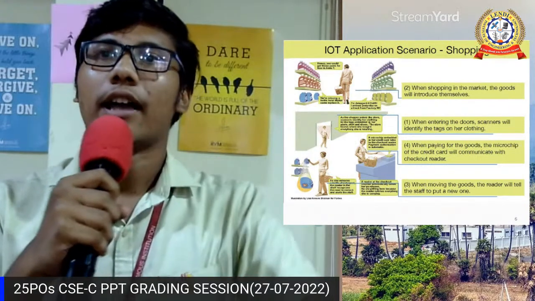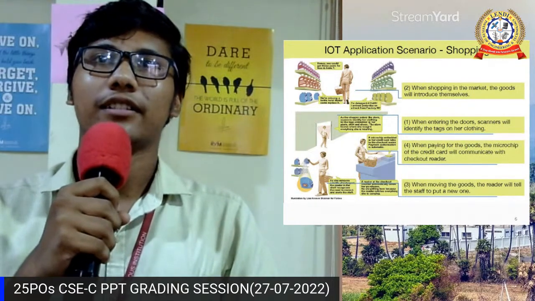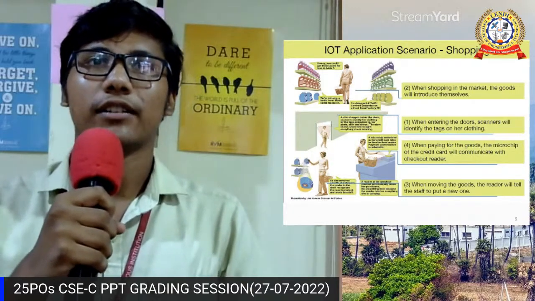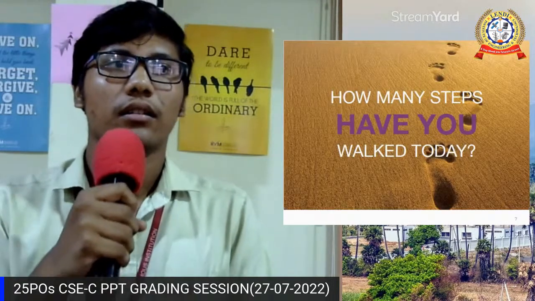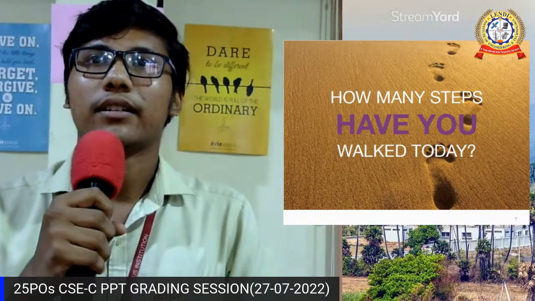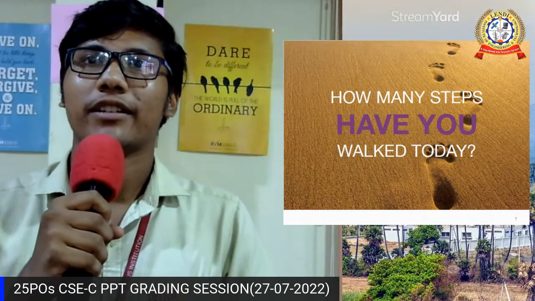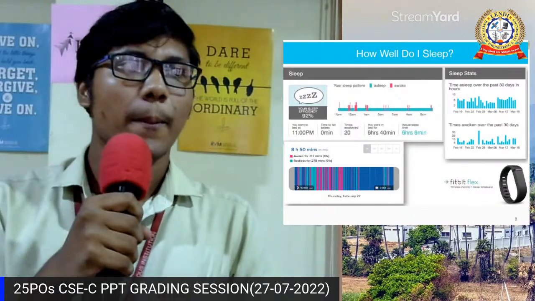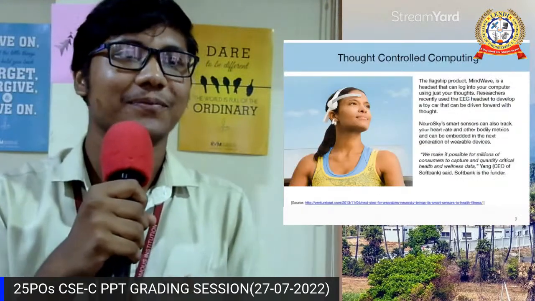For example, IoT is used in shopping malls, for self-identification of the particular thing which we are going to buy. Another example is smartwatches. In smartwatches, we can see how many steps we walk, how much time we sleep, and so on.